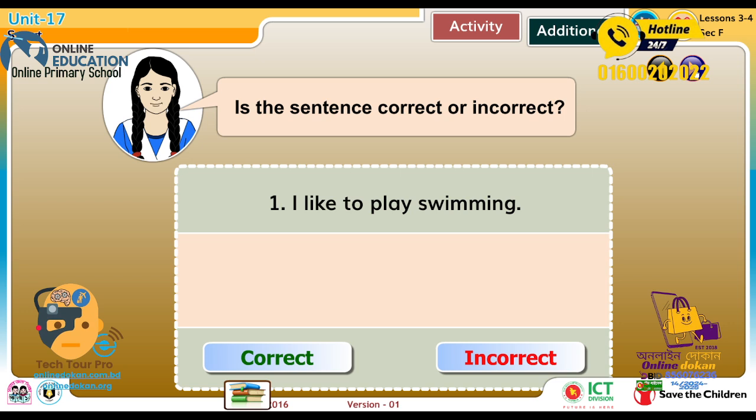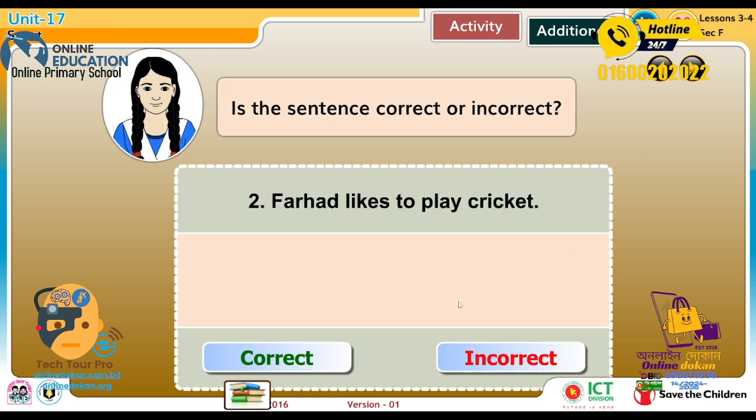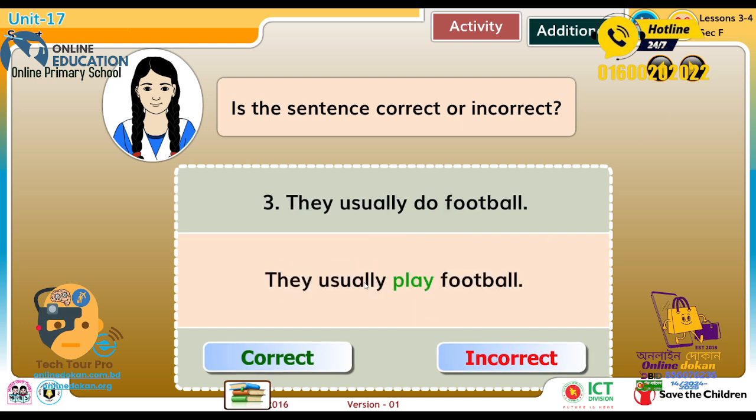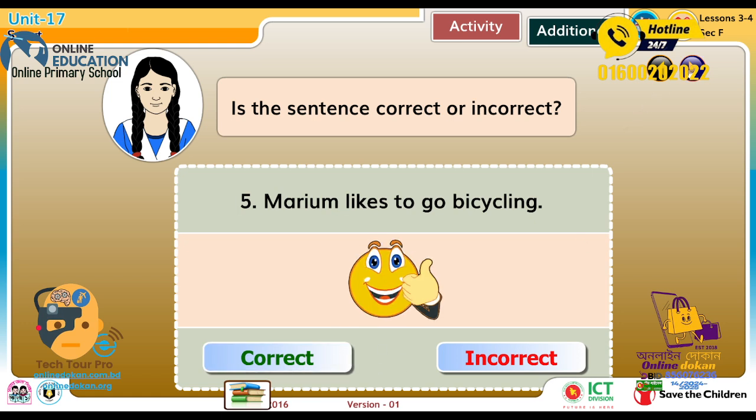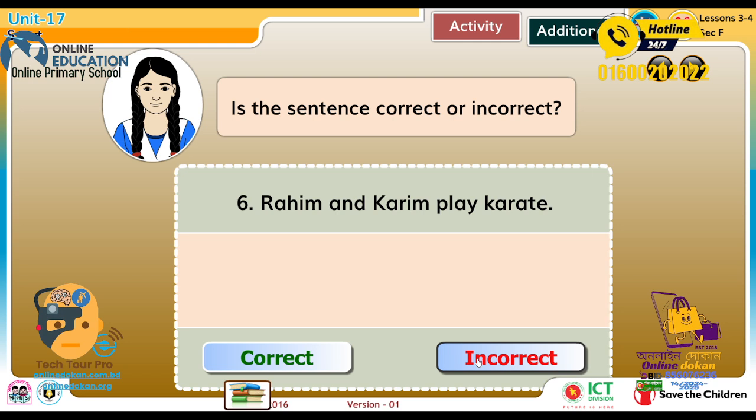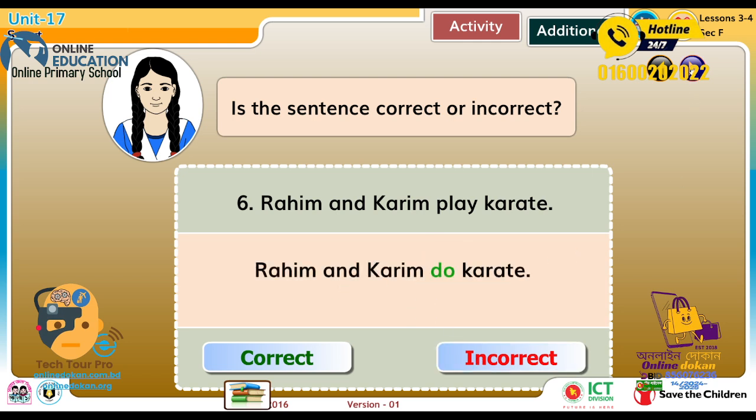Is the sentence correct or incorrect? 1. I like to play swimming. I like to go for swimming. 2. Farhad likes to play cricket. 3. They usually do football. They usually play football. 4. We like to play walking. We like to go walking. 5. Miriam likes to go bicycling. 6. Rohim and Korim play karate. Rohim and Korim do karate.